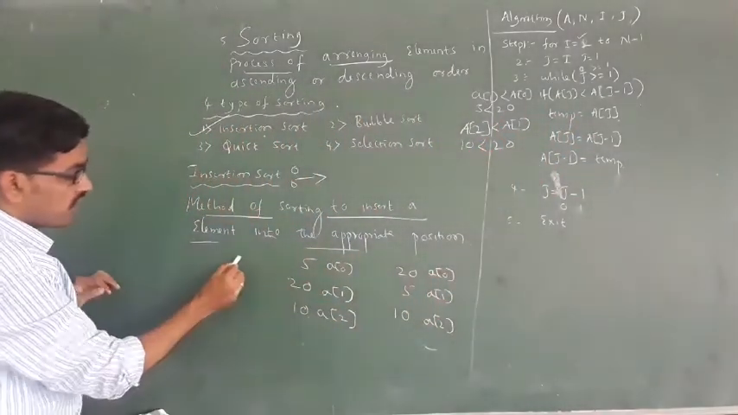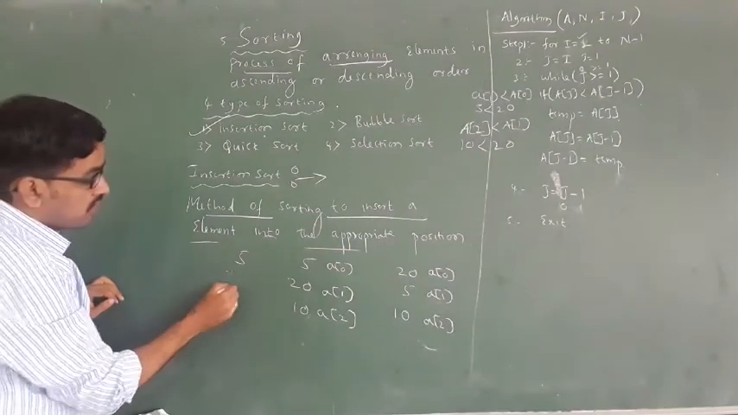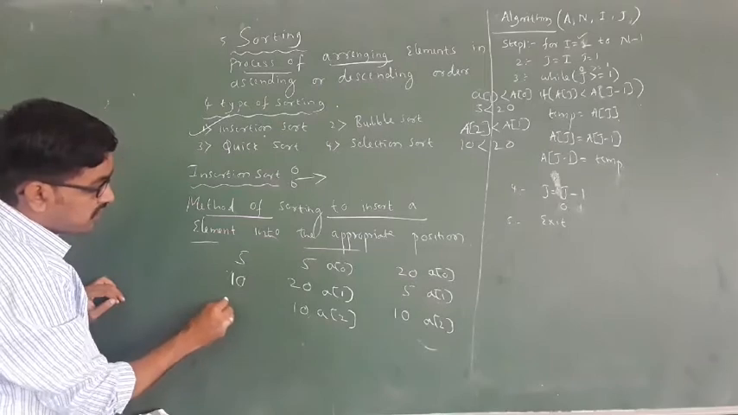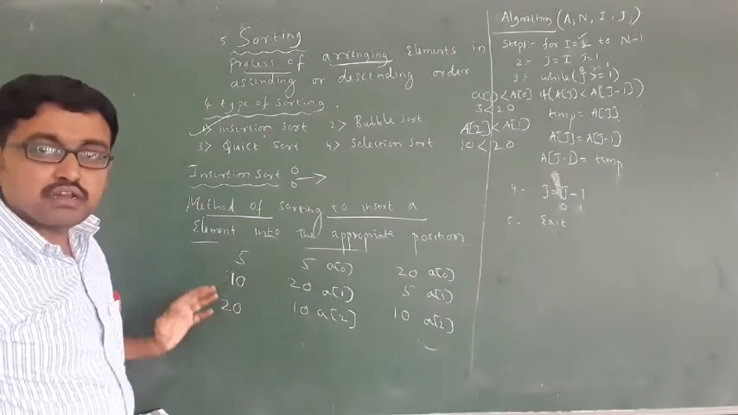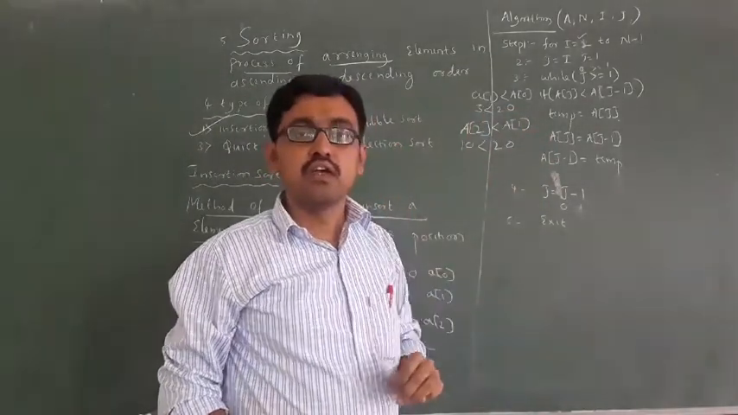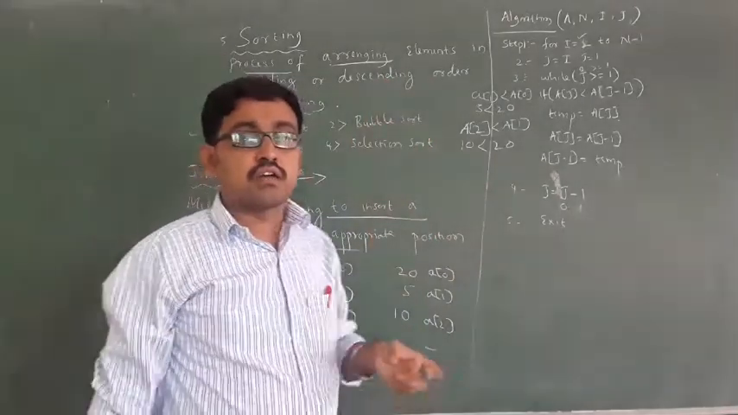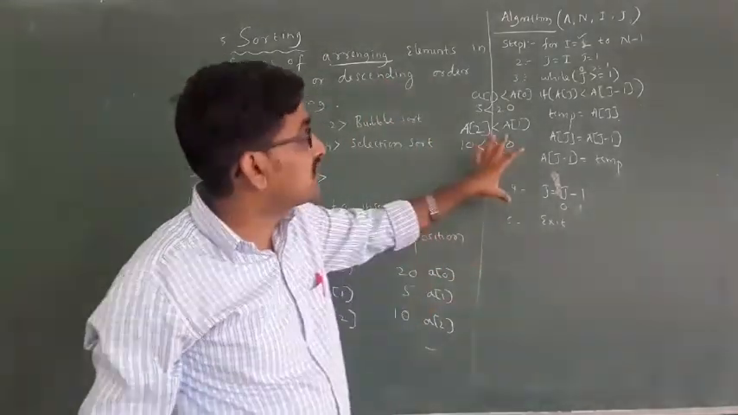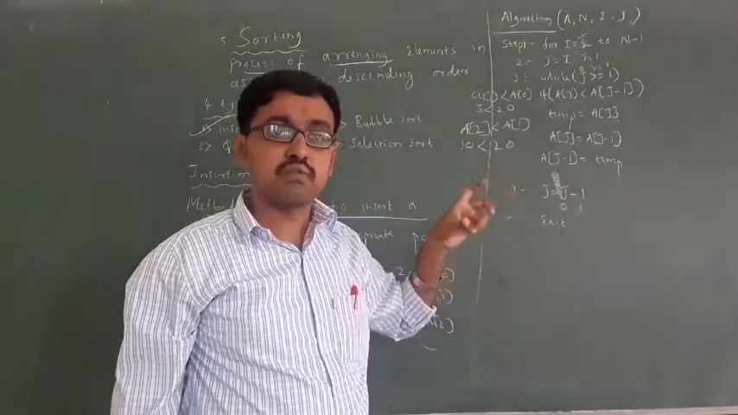Swapping means 5 stays here, 10 comes here, 20 comes here. Then is it sorted? 5, 10, 20, like this you have to sort. I am taking just 3 numbers only. If you are given 100 numbers, the computer will automatically sort them if you give this type of instructions.